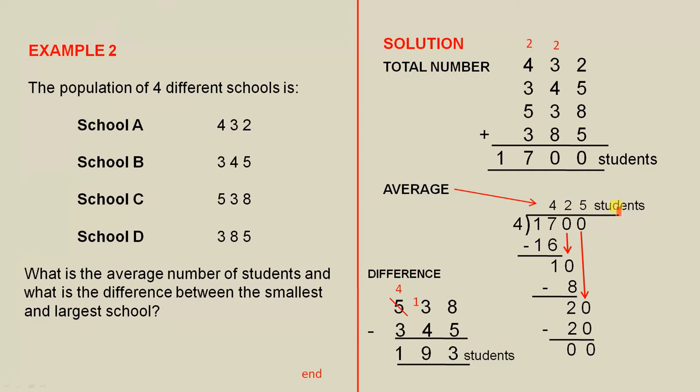That is the average. We're also asked the difference between the smallest and largest school. Okay, so the largest school is 538. The smallest school is 345. So we do that subtraction, and you will see that the difference is 193 students.